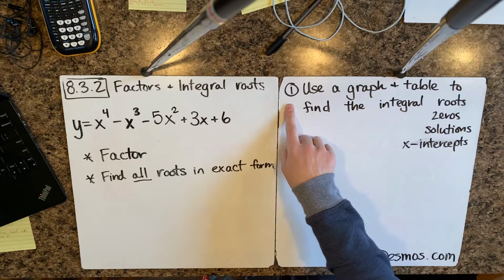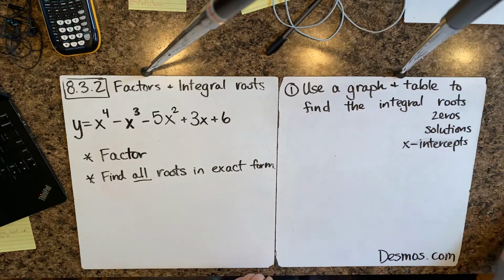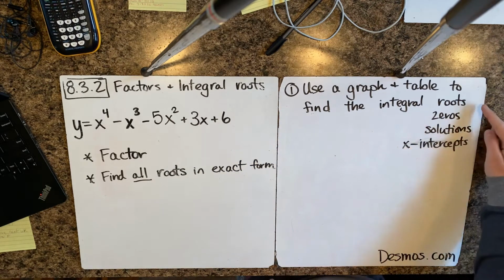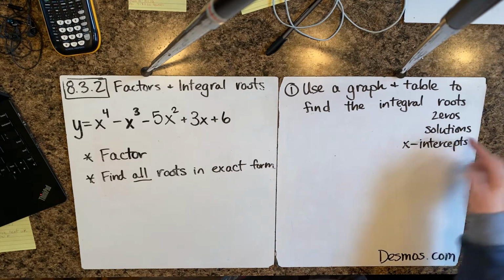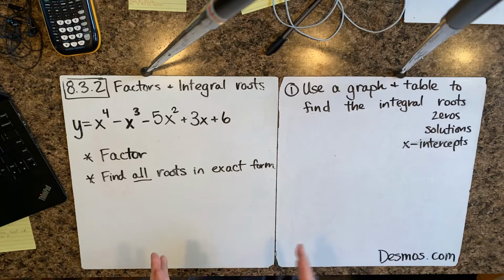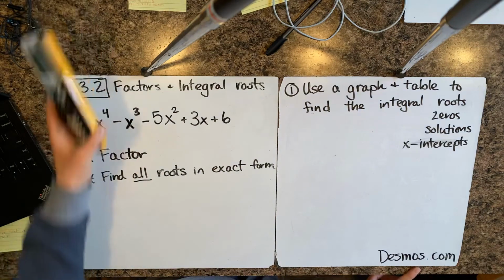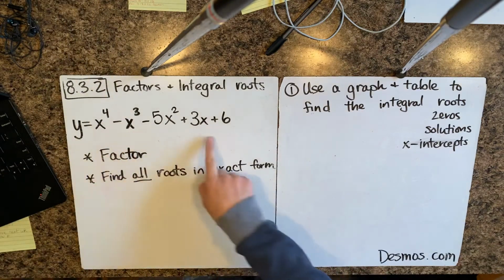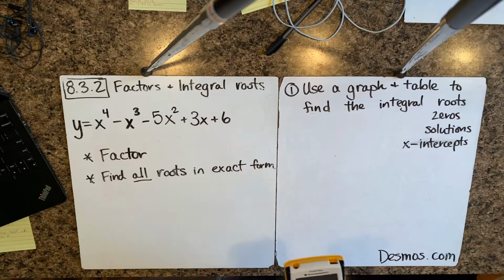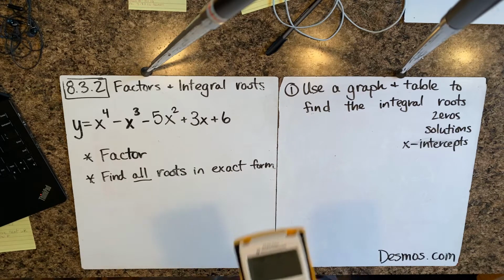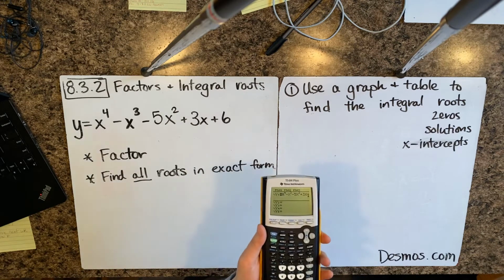My first step in this process is to use the graphing calculator and table to find the integral roots. Remember, roots is the same thing as zeros, solutions, or x-intercepts. Integral, remember, just means integer. We're just finding the easy ones. If you don't have a graphing calculator at home, go to Desmos.com. It's free. It's easy. Type this equation in. You're going to be able to see the same thing, maybe even better than what you're going to see on your own graphing calculator. Okay?